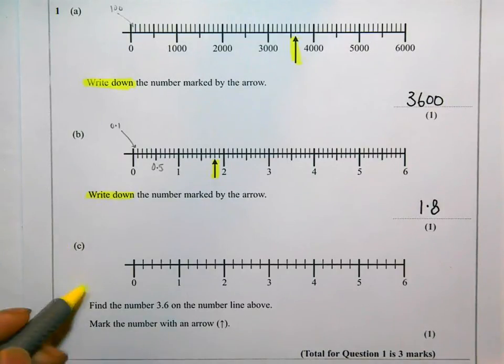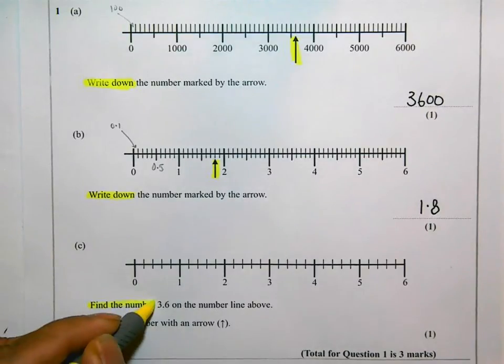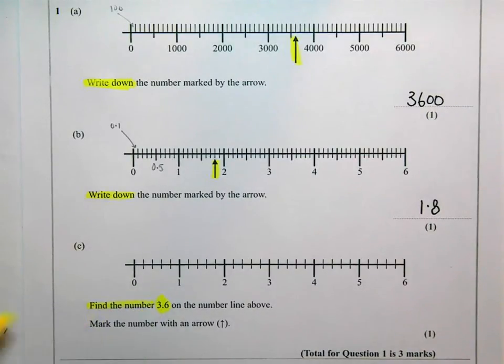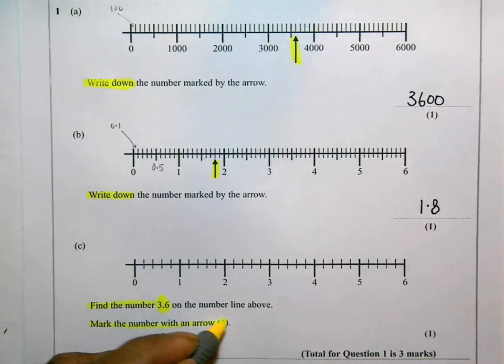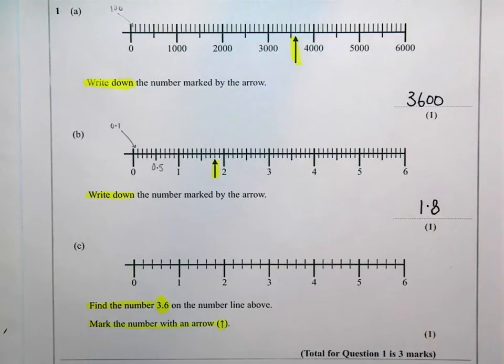Part C says find the number 3.6 on the number line above. Mark the number with an arrow, and they're giving you an example of the arrow there in brackets. So basically they want me to find that number, just like the other ones, but this time they want me to find the number on the scale.